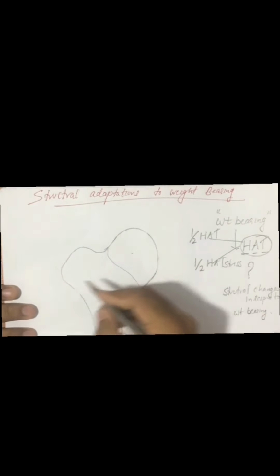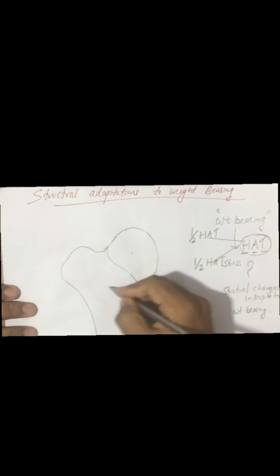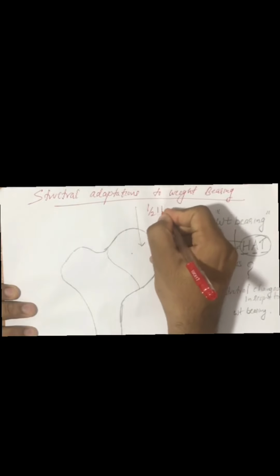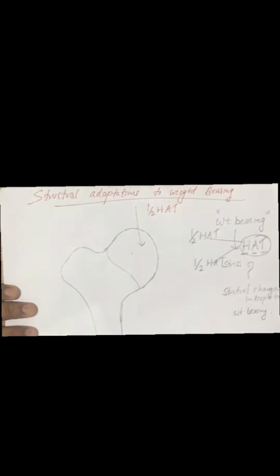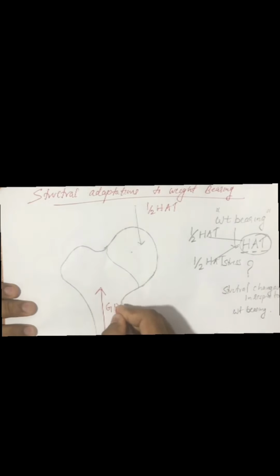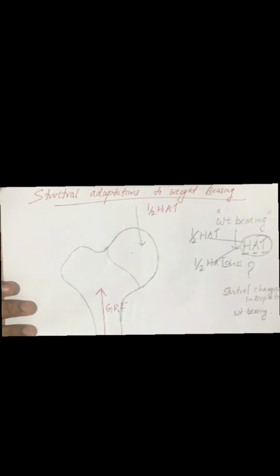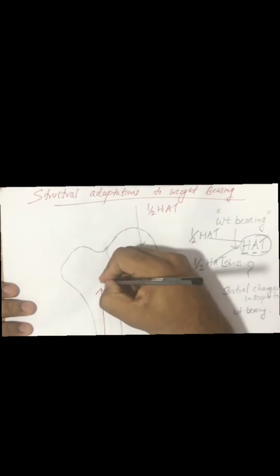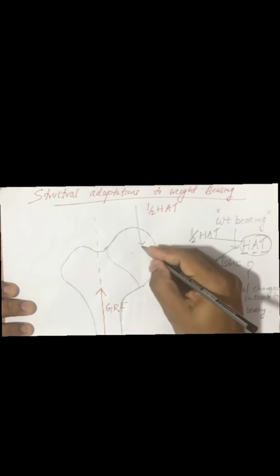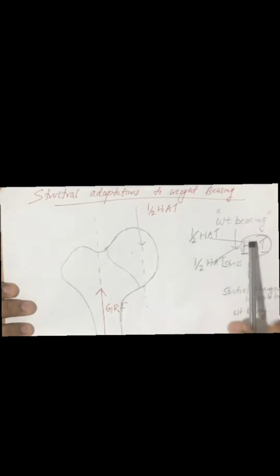So this is the femur, this is the head of the femur, this is the trochanter, this is its neck. So the weight is transmitted like this. That weight is denoted by the representation half HAT. There is always an additional force that the ground acts with, and that force is known as ground reaction force, GRF. If we evaluate these two forces, they can be extended like this, and they are parallel to each other.